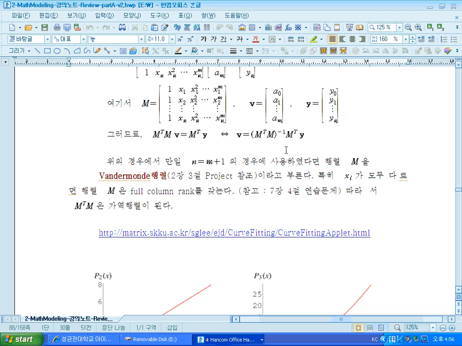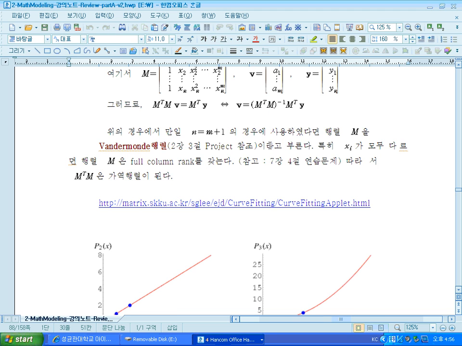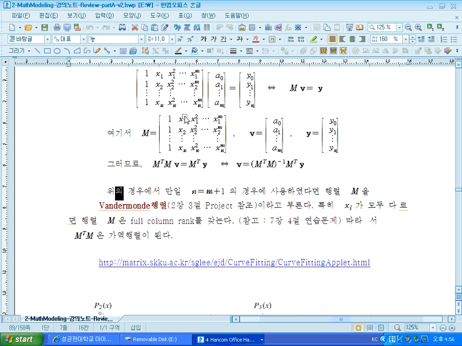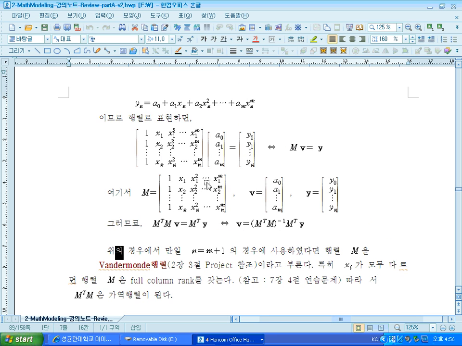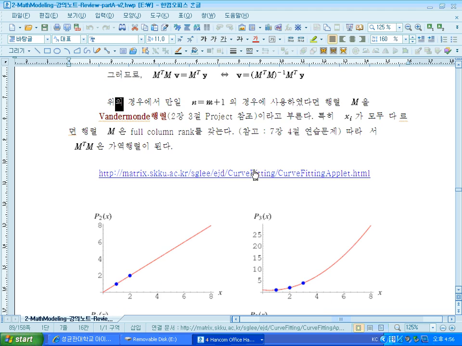This process is called Lagrange interpolation. And this matrix is a special case of the Vandermonde matrix that we mentioned. So Vandermonde matrices are used in Lagrange interpolation in this way.